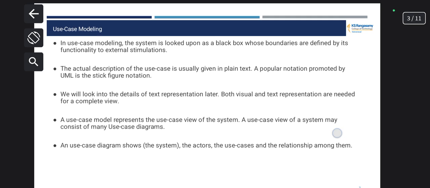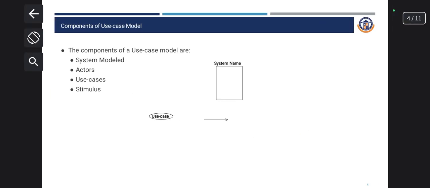So the next one is components of the use case model. These are the different components that are available in use case modeling. The first one is system models. The second one is actors. The third one is use cases. The fourth one is stimulus.